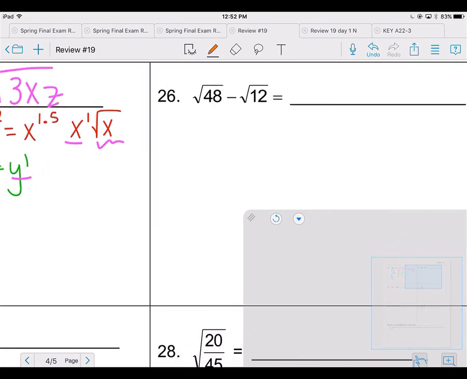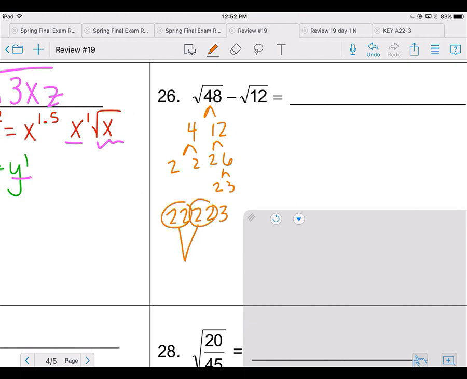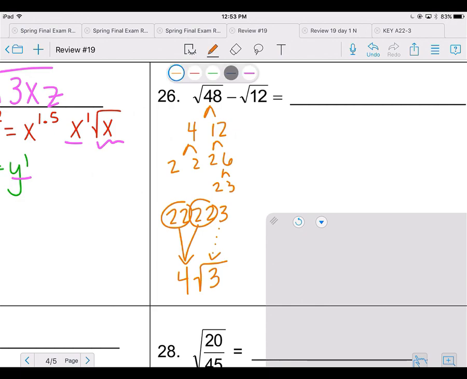This is one of the only ones where I will add or subtract. The square root of 48 and the square root of 12 can both be simplified. 48 is 4 and 12. 4 is 2 and 2. 12 is 2 and 6. 6 is 2 and 3. So I have 2, 2, 2, 2, 3. I can take out 2 sets of 2's to make 4 and a 3 to make 3.